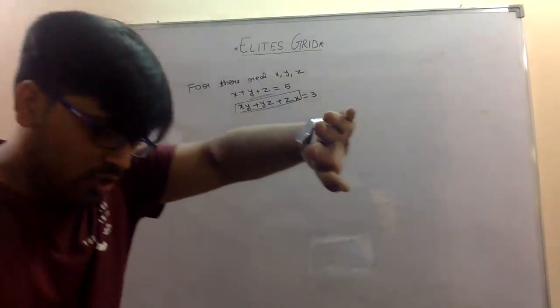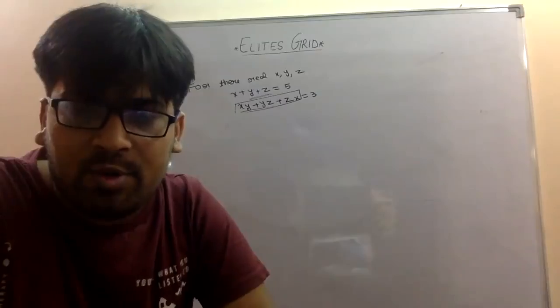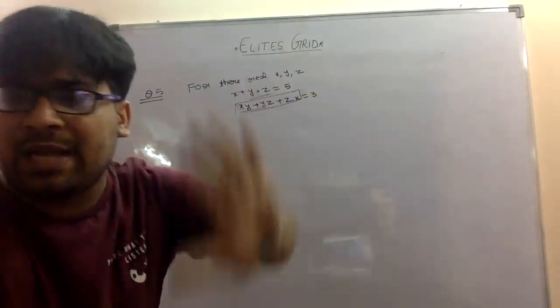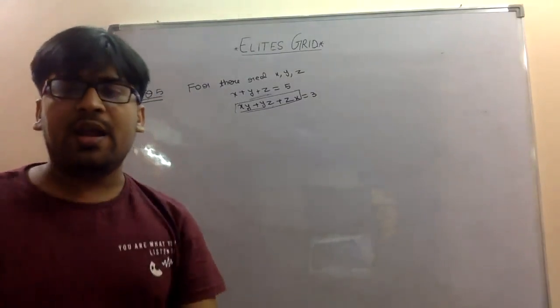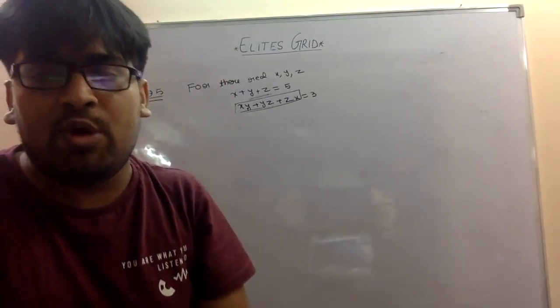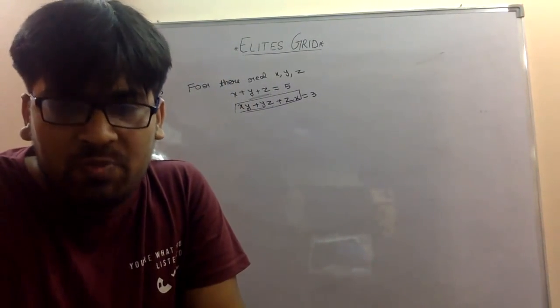When will a particular value be minimized? Say y plus z is equal to 5. When will it be minimized? When those two values are equal, right? At equality it will be minimized or maximized. When we apply AM-GM, when is AM equal to GM? When the values are equal to each other.